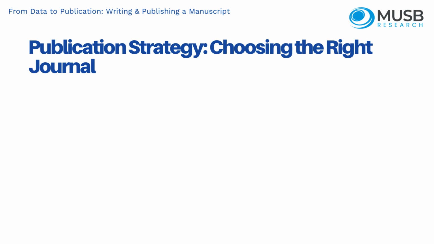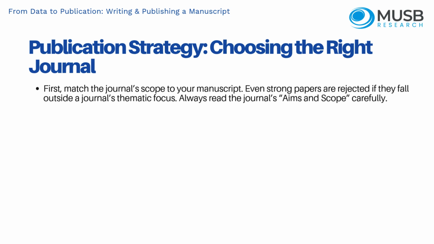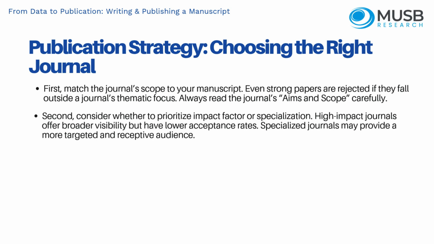Choosing the right journal is a strategic decision that significantly influences your acceptance rate. First, match the journal's scope to your manuscript. Even strong papers are rejected if they fall outside a journal's thematic focus. Always read the journal's aims and scope carefully. Second, consider whether to prioritize impact factor or specialization. High-impact journals offer broader visibility but have lower acceptance rates. Specialized journals may provide a more targeted and receptive audience.